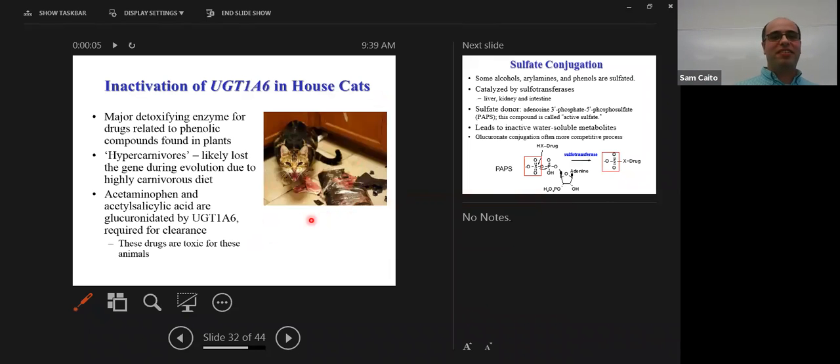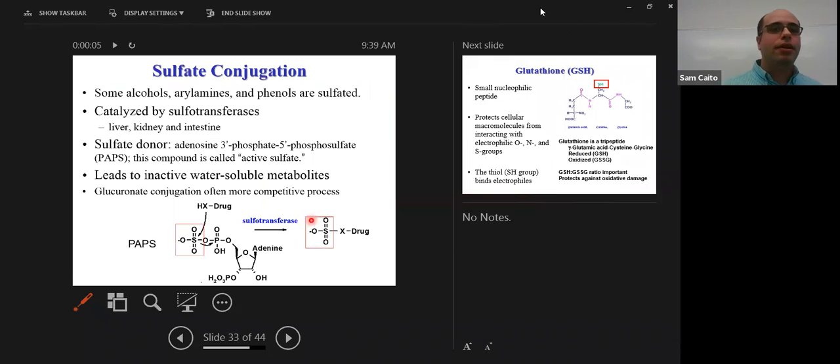Anyway, so those are our UGTs. So the next one we'll talk about is sulfate conjugation. This usually occurs on alcohols, arylamines, and phenols. So very similar. You need that OH group to add on the sulfate. These are catalyzed by sulfotransferases.